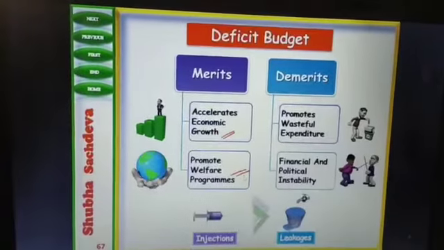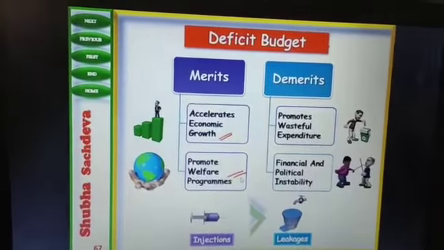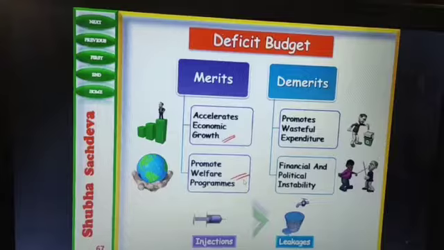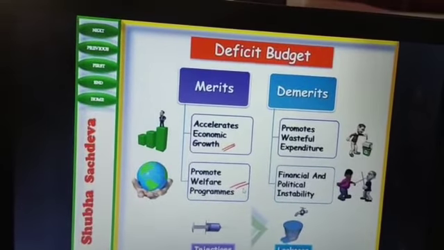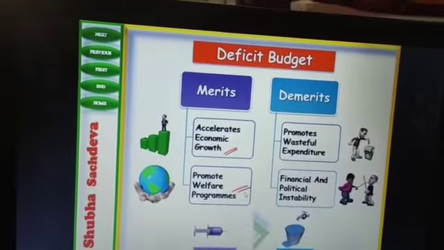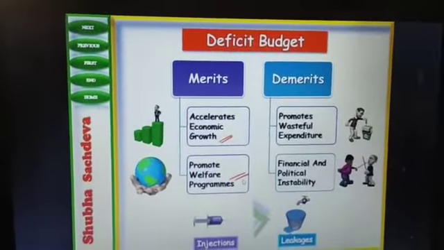In my next video I'll be explaining the types of deficit, in the sense how to measure the budget, like primary deficit, fiscal deficit, and revenue deficit. So we'll study about the types of deficit budget. In my next video I'll be continuing with that.